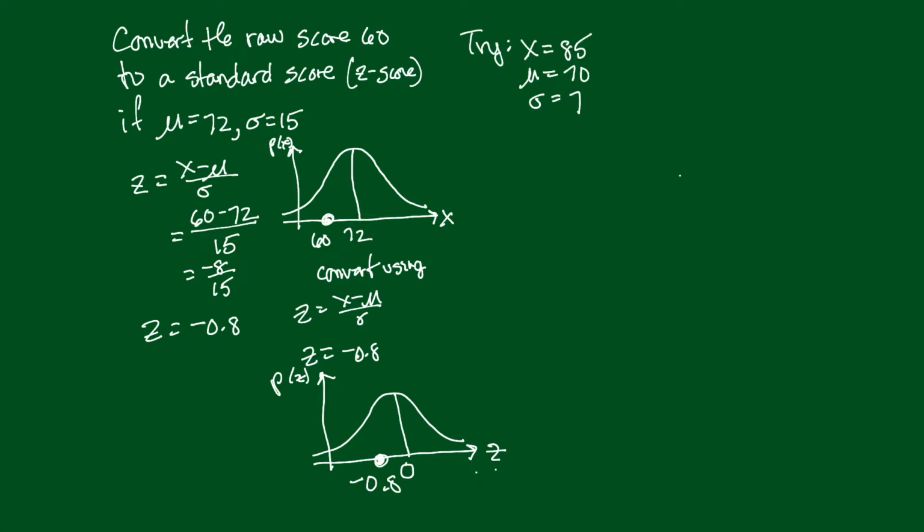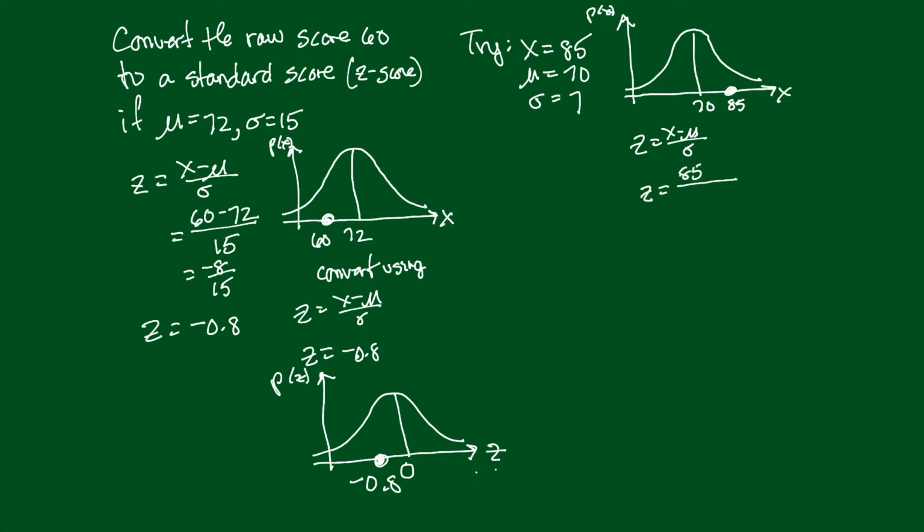Can you try this one? Just give it a try and then come back and we'll do it together. All right, so let's convert. I like to draw these pictures so we get a good feel of what's going on. We're converting this raw score here. The high point is 70, and we're over here at 85. So z equals x minus mu over sigma. Our x value is 85, minus the mean, 70, over 7.